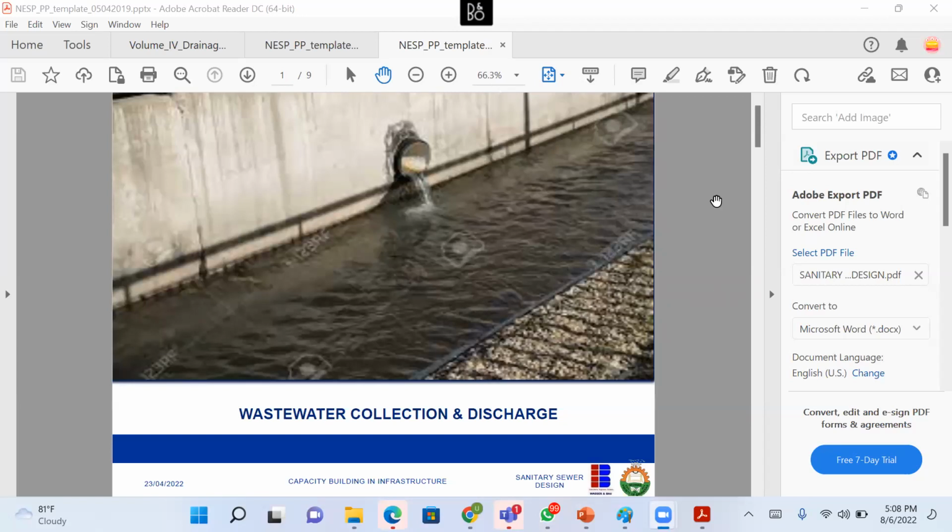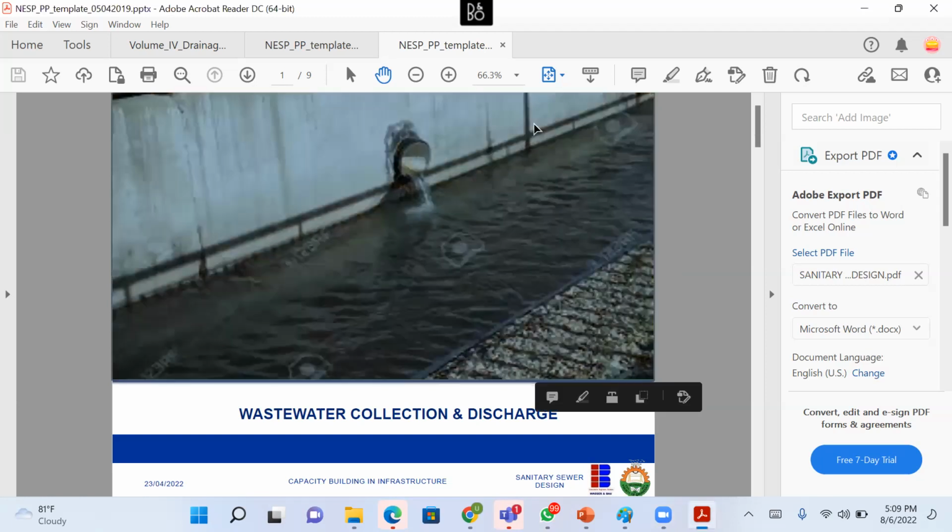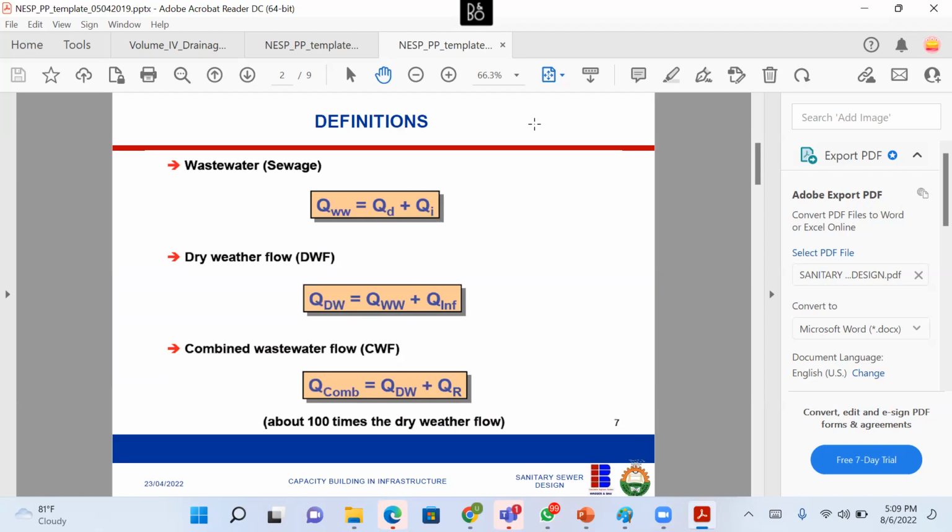Now, let's talk about the other one, which is the sewer. For the sewer, just like I said, wastewater will be the daily wastewater flow plus infiltration flow. This QD simply means daily wastewater flow. So wastewater flow is the daily wastewater demand plus the infiltration flow. So the dry weather flow is also defined as the wastewater flow plus infiltration water. I've talked about it.